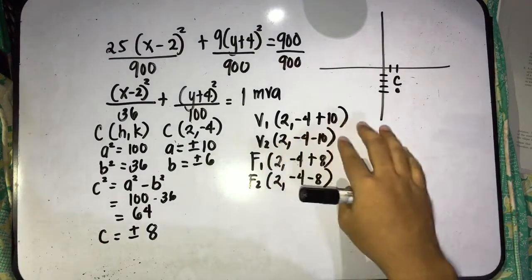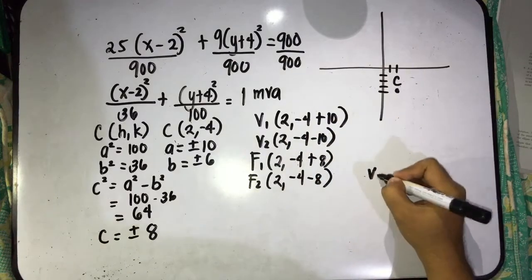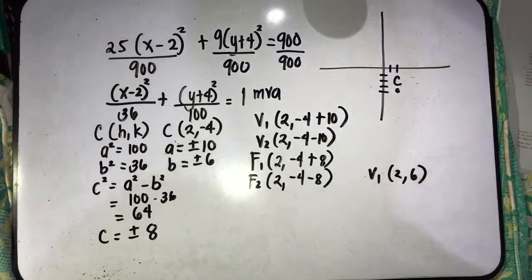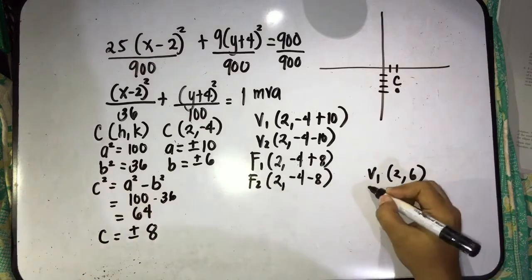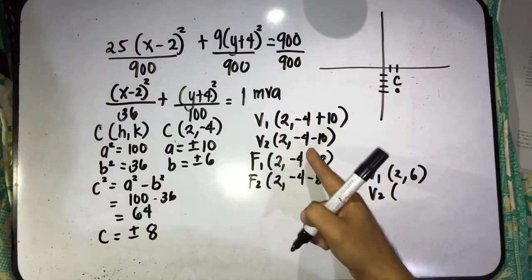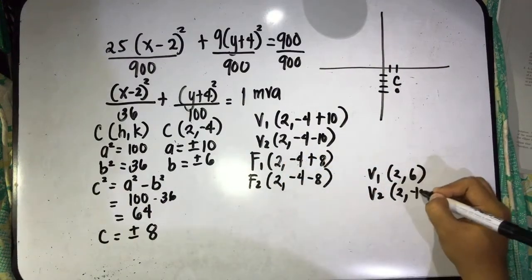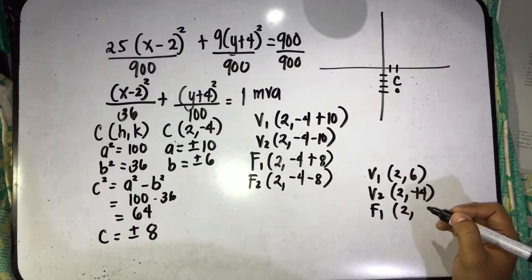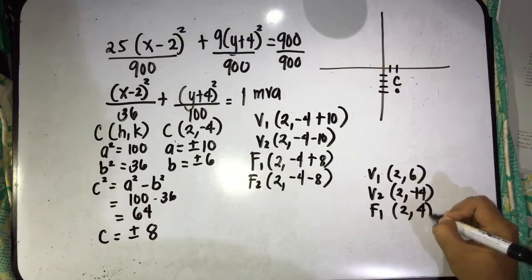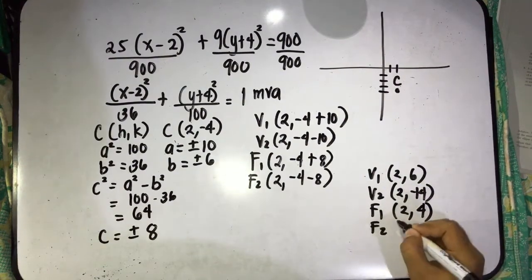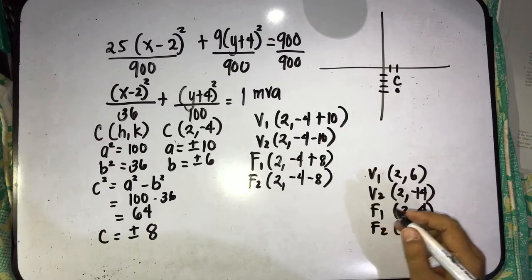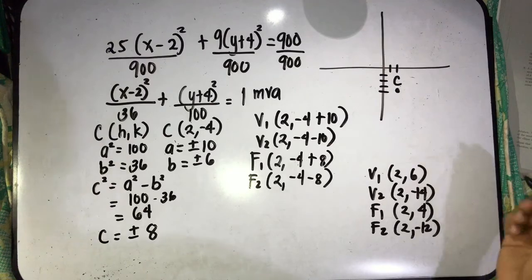So, let us simplify the vertices. Therefore, V1 will be located at 2, negative 4 plus 10. That is 2 and 6. Is that clear? Because negative 4 plus 10 should be positive 6. And V2 is located at 2, negative 4 minus 10 would be 2, negative 14. F1 is located at 2, negative 4 plus 8 would be 4. So that is F1. And F2 will be located at 2, negative 4 minus 8 would be negative 12. So, kompleto na tayo.